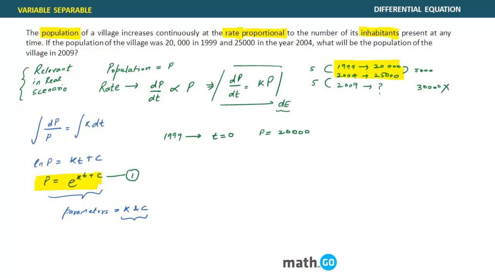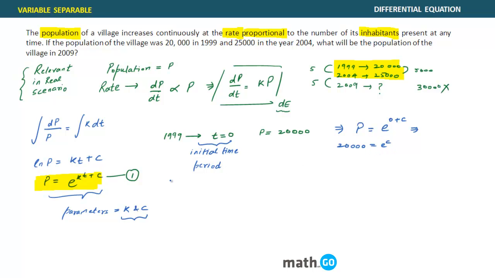So if you use this, what you will get is P is equal to e raised to power 0 plus C, because t I have taken 0 initial. What do you mean by t equal to 0? That it is the initial time period from where you actually start counting, right? This is what is meant. So what is the value of P? Yes, it is 20,000. 20,000 is equal to e raised to power C. So this gives you the value of e raised to power C.